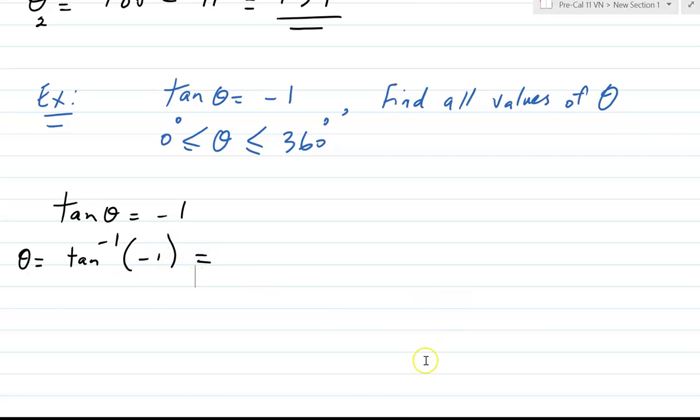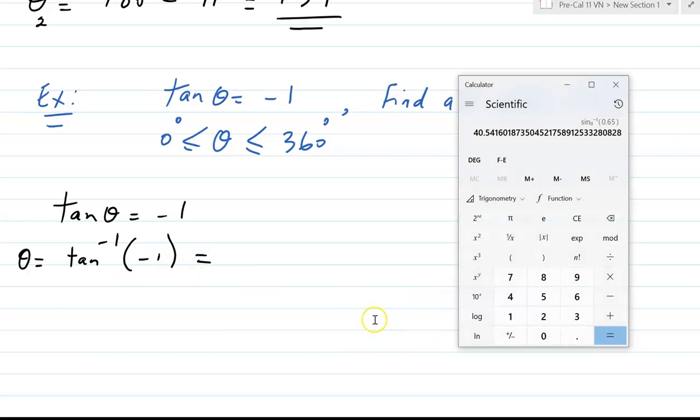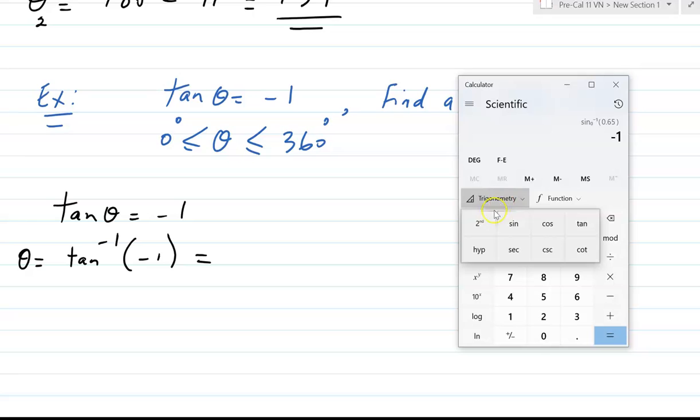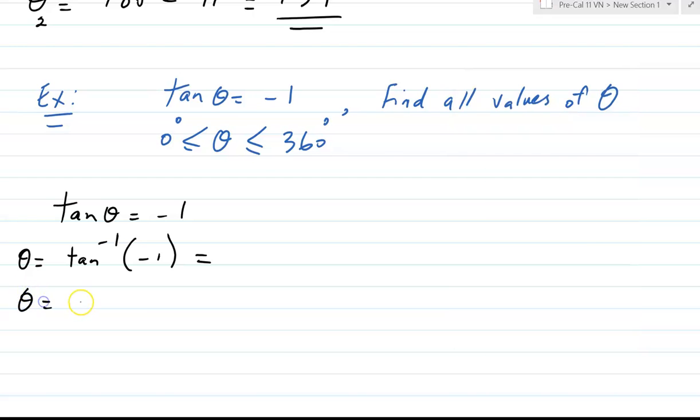And you go to your calculator, and this is the part that is very crucial. So make sure that you punch in -1, that's negative, and I'm going to go to trigonometry, second function, tangent, and I get minus 45 degrees. Okay, that's minus 45 degrees.